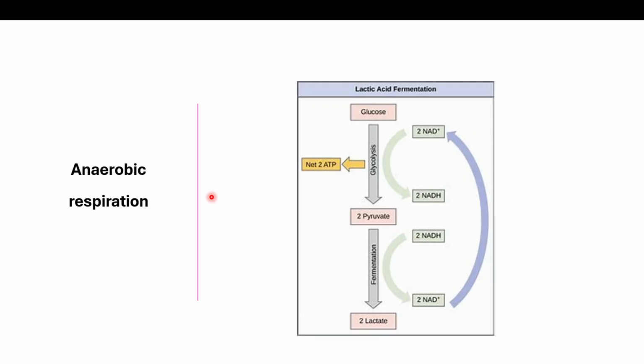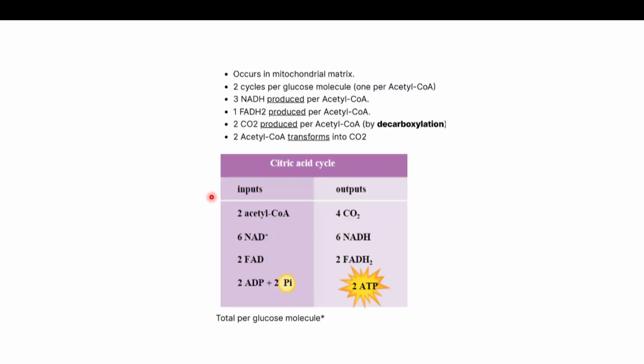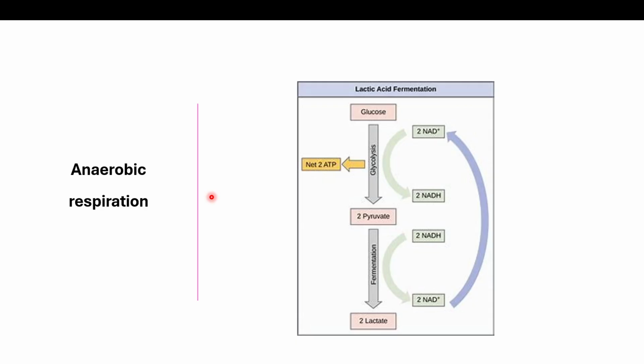Now, this is the TCA cycle. When we talk about anaerobic respiration, it is basically either lactic acid fermentation, where you have two pyruvate molecules formed from the glycolytic pathway. You have a net of two ATP molecules, but then these pyruvate molecules are used up to form lactic acid, thereby using up the NADH that was released from glycolysis. Okay.